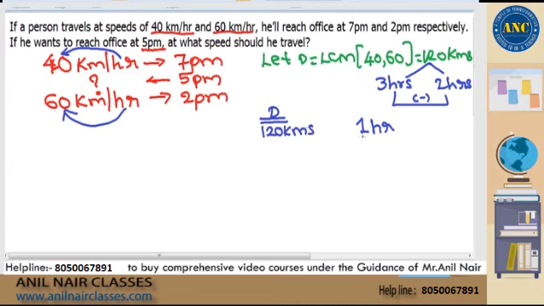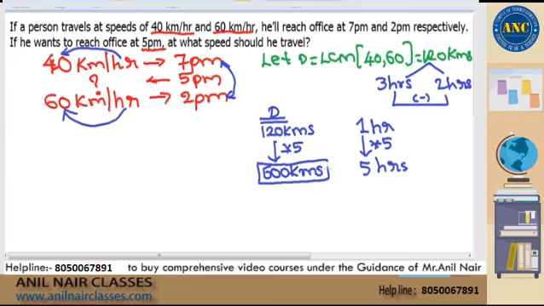But according to the question, the difference is not 1 hour. 2 o'clock, 7 o'clock, what is the difference? It is 5 hours. According to the question, it is 5 hours. 1 into 5 is 5, so 120 also multiply by 5. 120 into 5 is how much? 600 kilometers. That means the distance that needs to be traveled is 600 kilometers. I am just repeating the last question we discussed in the previous class. I hope everyone is clear till this point.